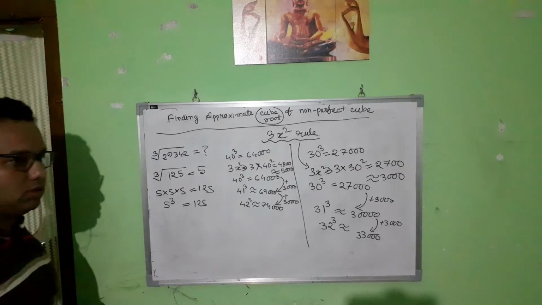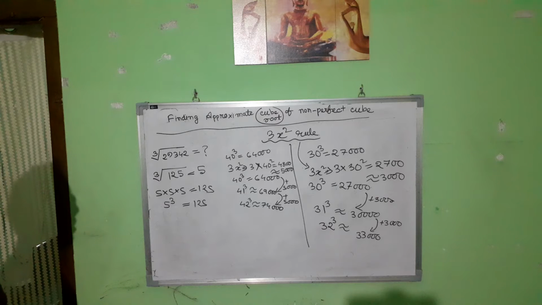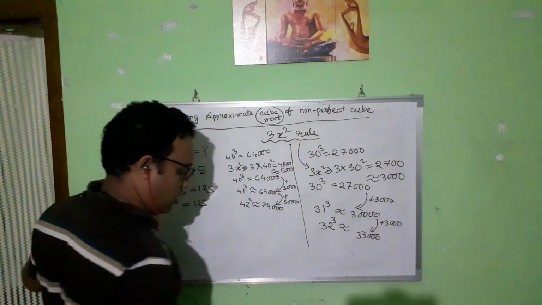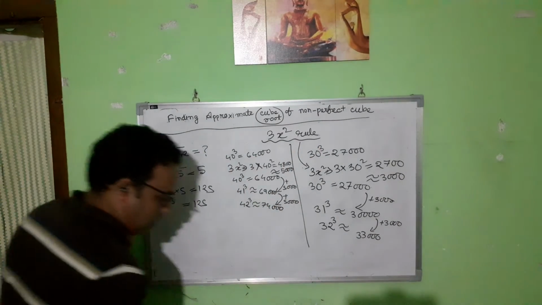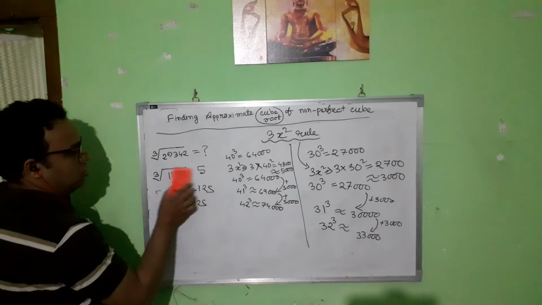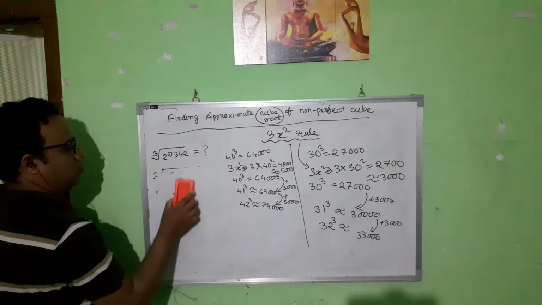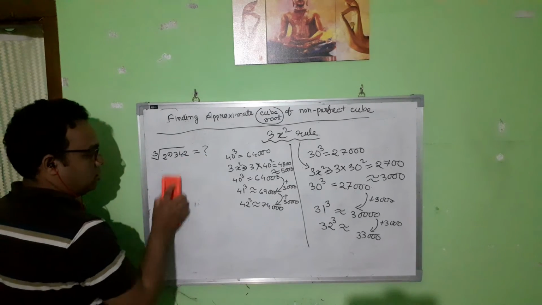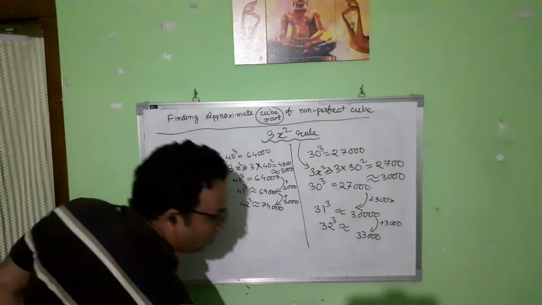So for this you need to apply some specific technique, and today I am going to discuss a very unique technique, known as the 3x square rule. Applying this rule you can easily calculate the cube root of a non-perfect cube. So before applying this rule, you need to understand what this 3x square rule is all about.